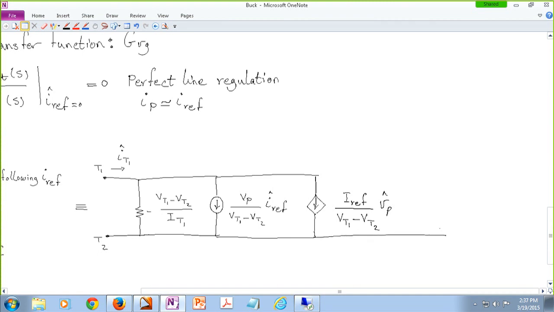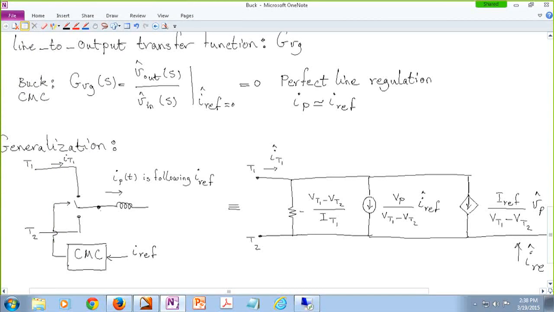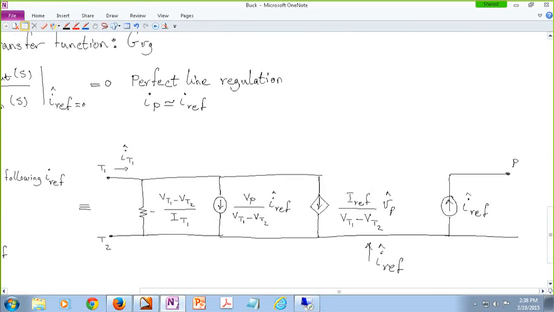Okay, and on the right hand side we have IREF, and IREF is our control input. P is the pole, which is basically this point over here. And obviously right after the pole we have the inductor, so we can actually draw the inductor here too. Okay, something like this.